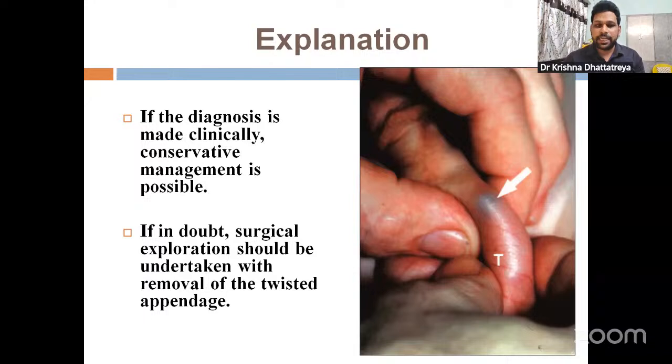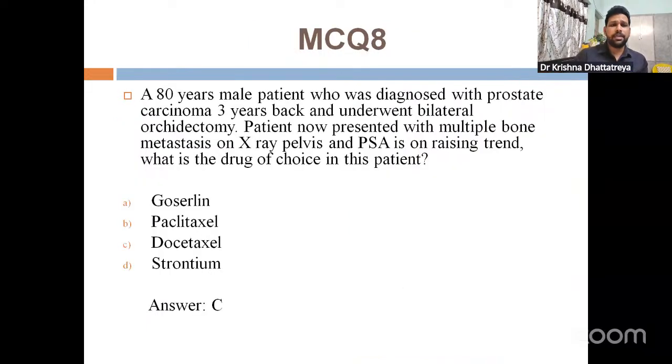If it is clinically diagnosed and if you are confident, then you can manage this one in a conservative way. But in case of a doubt, you have to perform surgical exploration and you have to remove the twisted appendage of the testis. Okay. Next question.